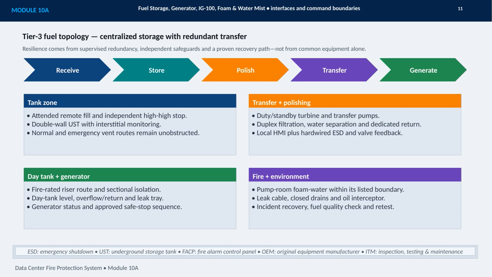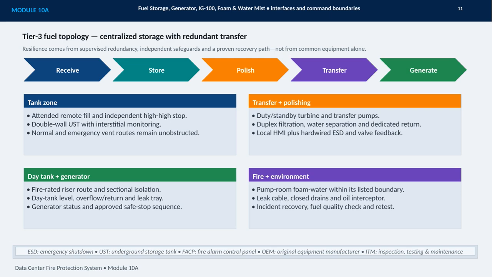Fuel then moves through duty and standby turbine and transfer pumps, duplex filtration, water separation, and a dedicated return. Local HMI controls are backed by hardwired emergency shutdown and valve feedback. At the day tank and generator, the design adds a fire-rated riser, sectional isolation, level and overflow monitoring, leak containment, and an approved safe stop sequence.